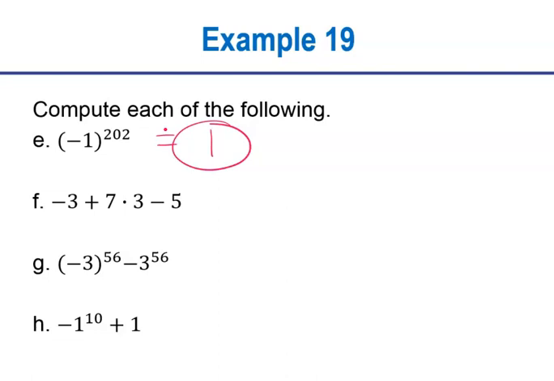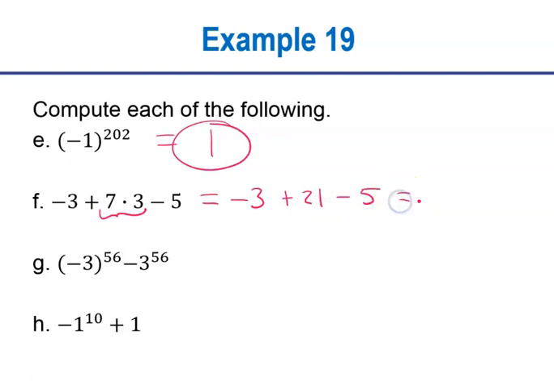Now that's enough for exponents for just a second. Let's talk about the rest of order of operations. Notice there are no grouping symbols here whatsoever. There are no exponents here. You know the rule that multiplication has to come before addition and subtraction. So I need to multiply 7 times 3 first. So I have negative 3 plus 21 subtract 5.